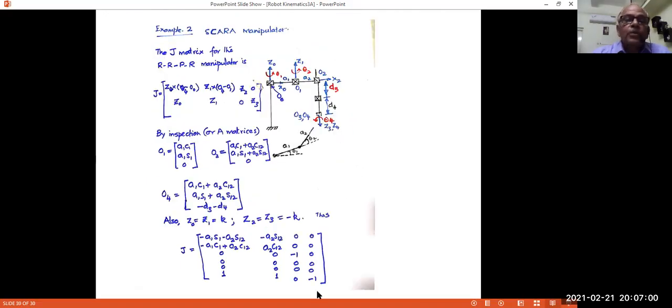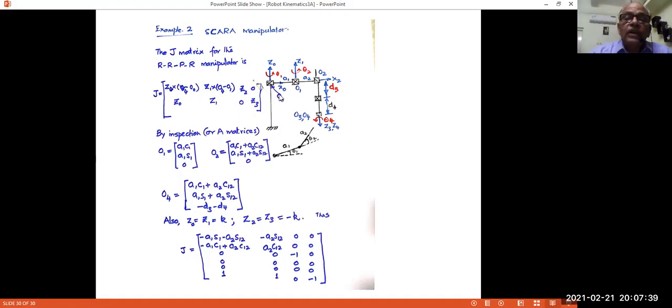We'll look at one more example. This example is reasonably simple. Again, this is a SCARA manipulator. It has all these rotation axes vertical. These two are upwards, these two are downwards. This is rotary, prismatic, and rotary again. So in this, Z0, Z1 are 0, 0, 1, and Z2, Z3 required are 0, 0, minus 1 because they're downwards. And again, when you look from top, like your two-link planar manipulator, it is like this.